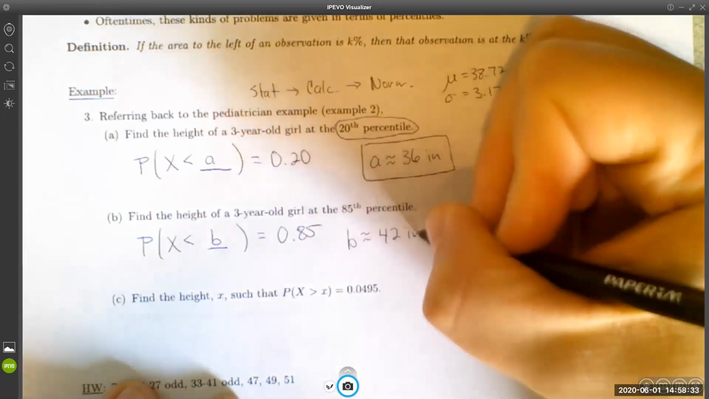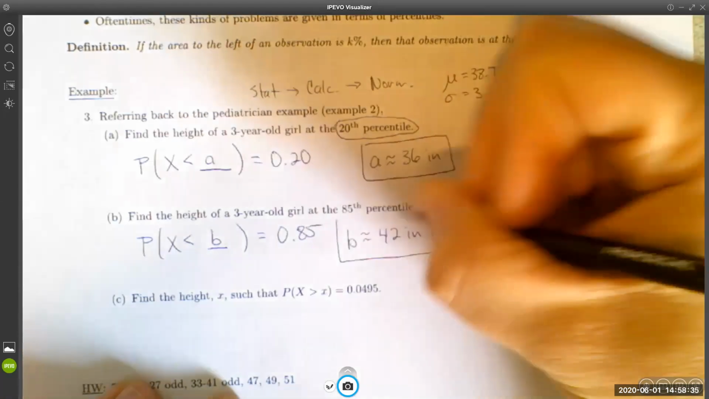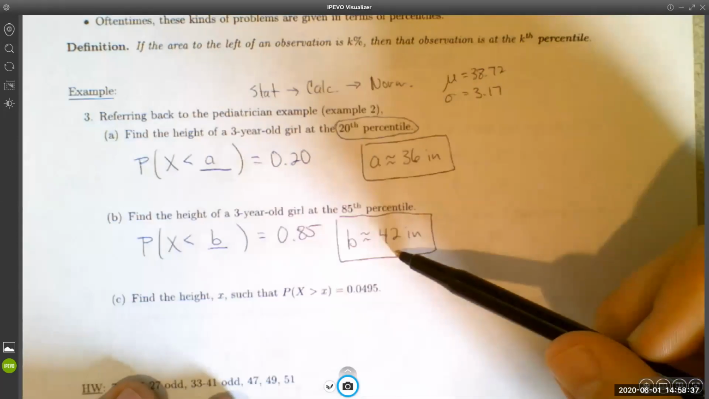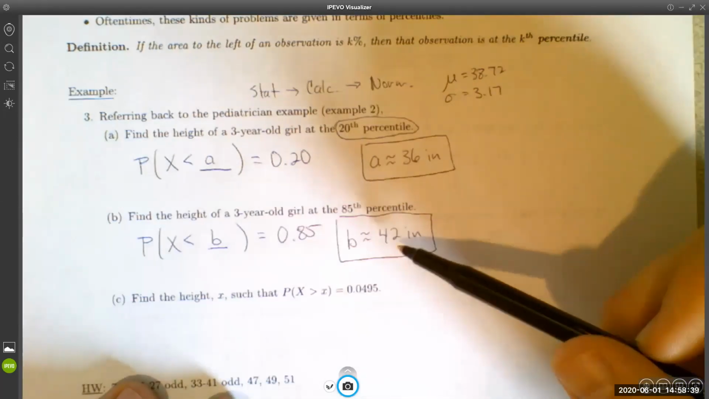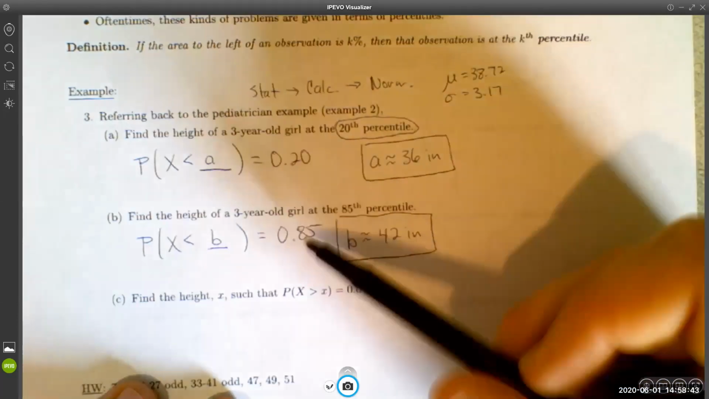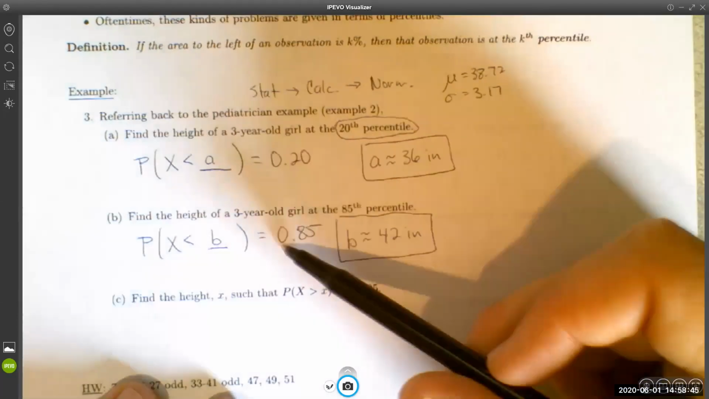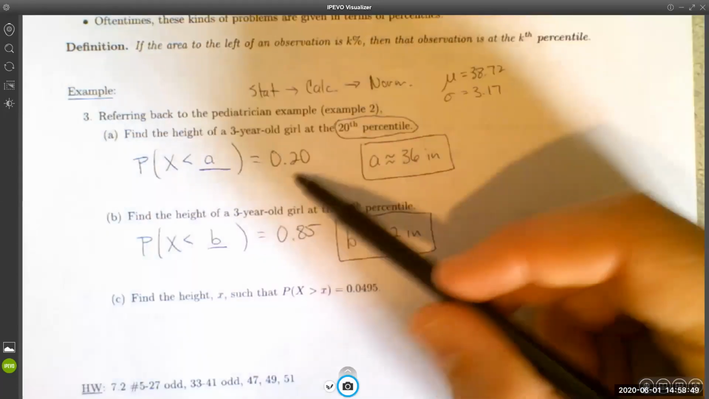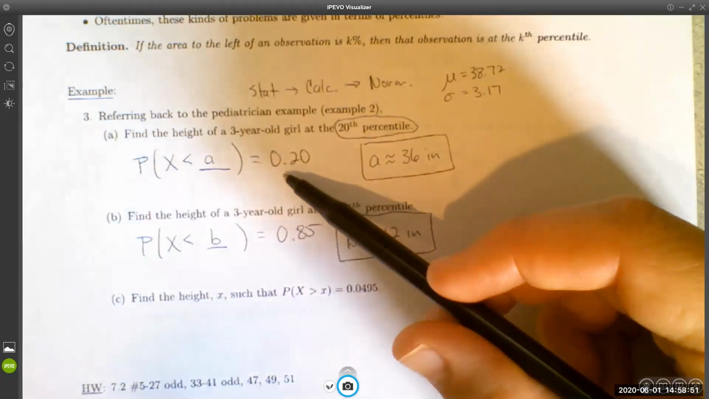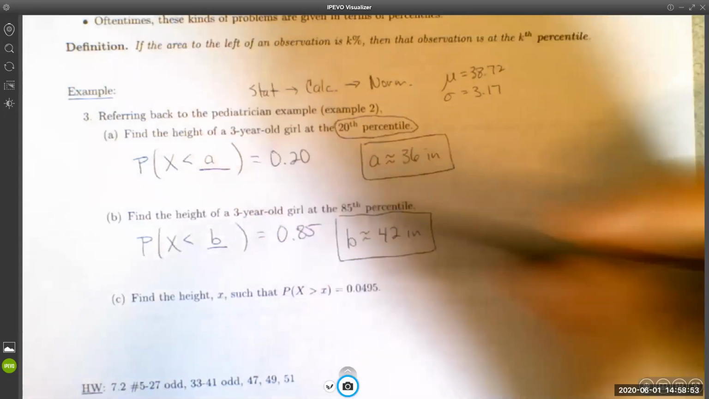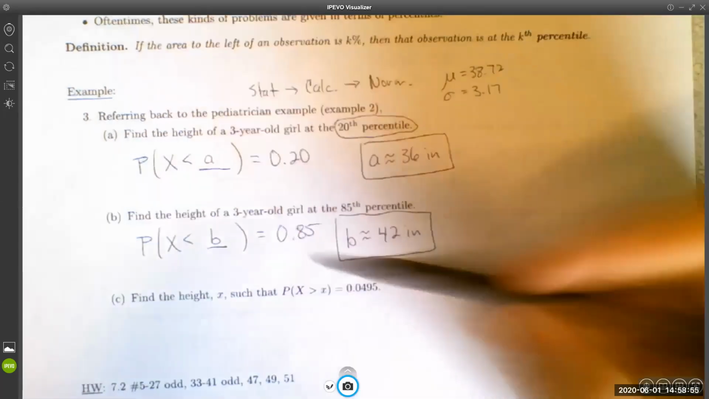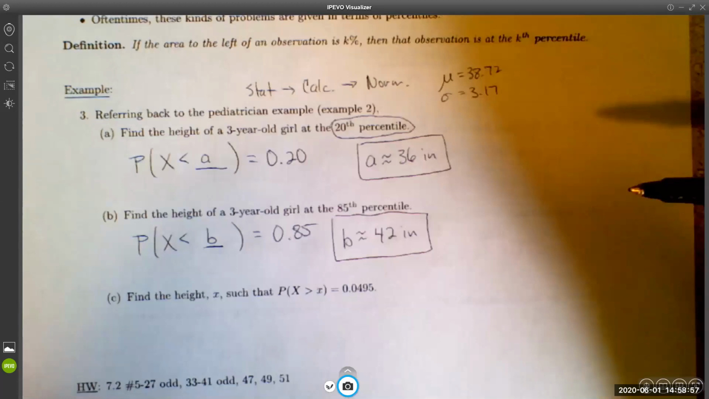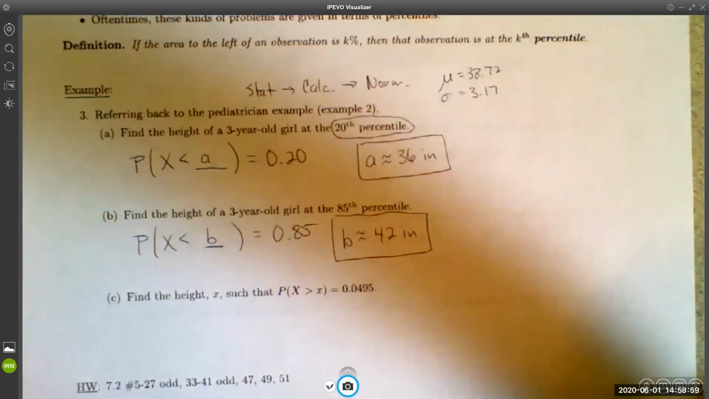In other words, if a 3-year-old girl is 42 inches tall, then that means that she is taller than 85% of 3-year-old girls. If she's 36 inches tall, then that means she's taller than 20% of 3-year-old girls, or in other words, she's shorter than 80% of 3-year-old girls. This girl is shorter than 15% of 3-year-old girls, right? So that's the idea there.